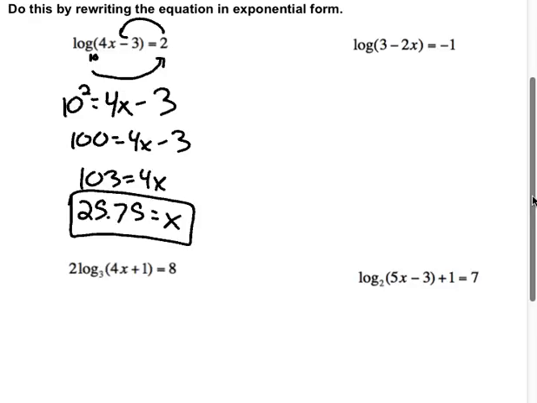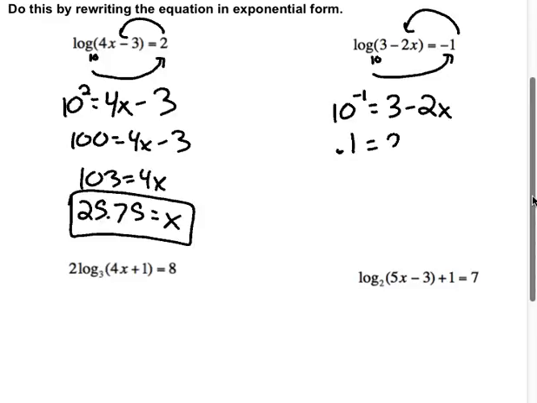So as long as you remember that that's a step you have to take, I don't think you'll have many issues being able to solve these. They're mainly really doable. So let's take a look at this one. Again, if there's no base written, remember that means it's 10. Mr. Loopy, 10 to the negative 1 equals 3 minus 2x. Well, 10 to the negative 1 is just a number. It's just 0.1.